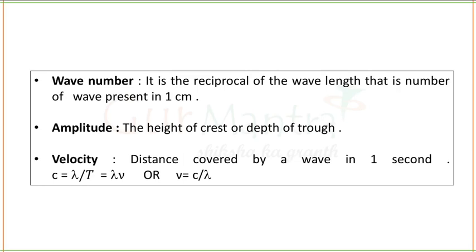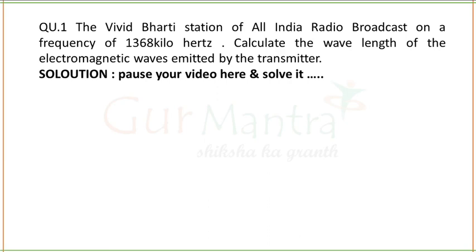I hope you guys are now clear about these terms. Now there is one question which we have to solve. The very first question is, the Vividh Bharati station of All India Radio broadcasts on a frequency of 1368 kHz. Calculate the wavelength of electromagnetic waves emitted by the transmitter.